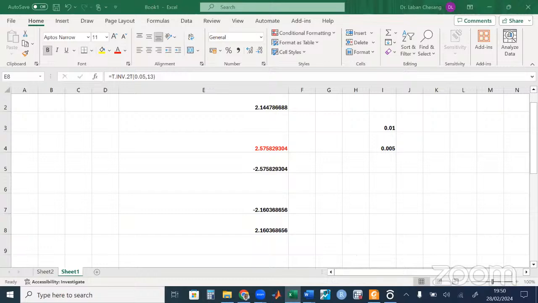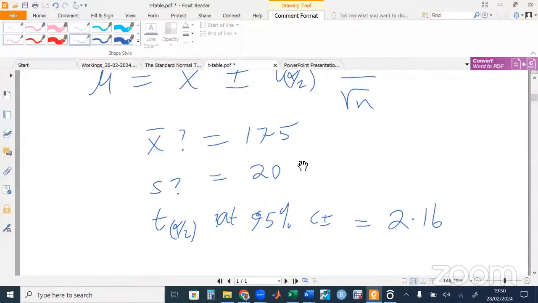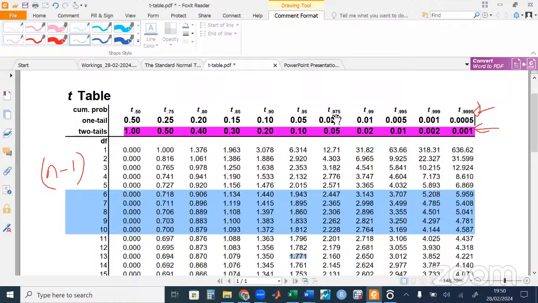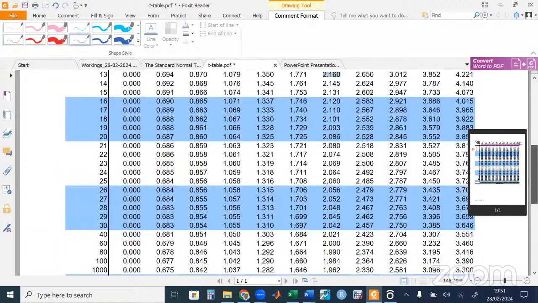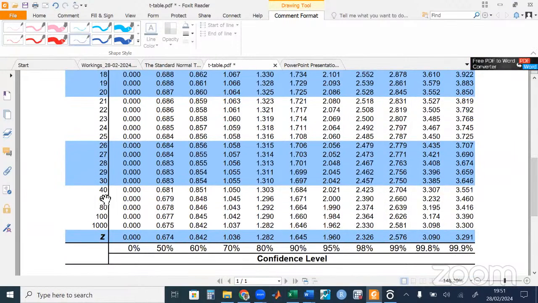I think from the table, you can also confirm that this is the case. 0.025 is right in here, and this is the value at 13 degrees of freedom, and you get 2.16. Should be the same thing. This table is in Excel. The beauty with Excel is that you can even do it with a number like 43 or 33. This table starts from 1 to 30, and then from there it jumps to 40, to 60, to 80, like that. So you will not get the values for the in-betweens.